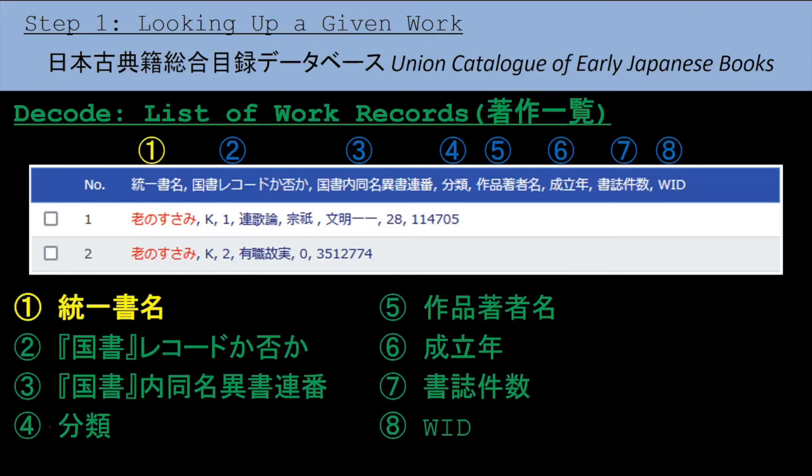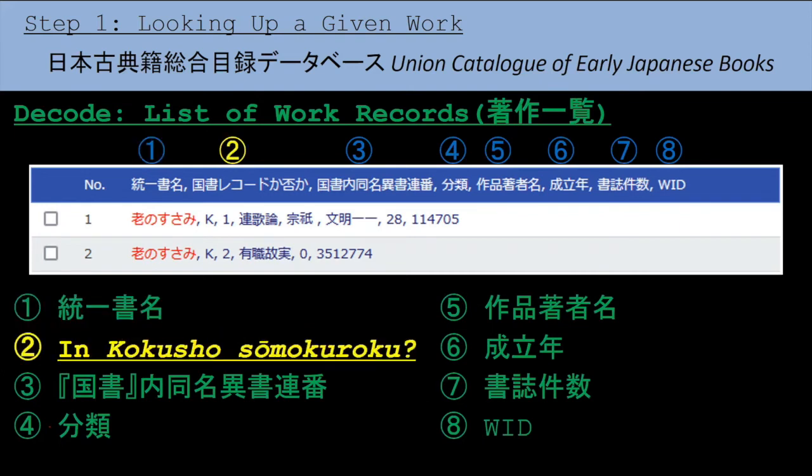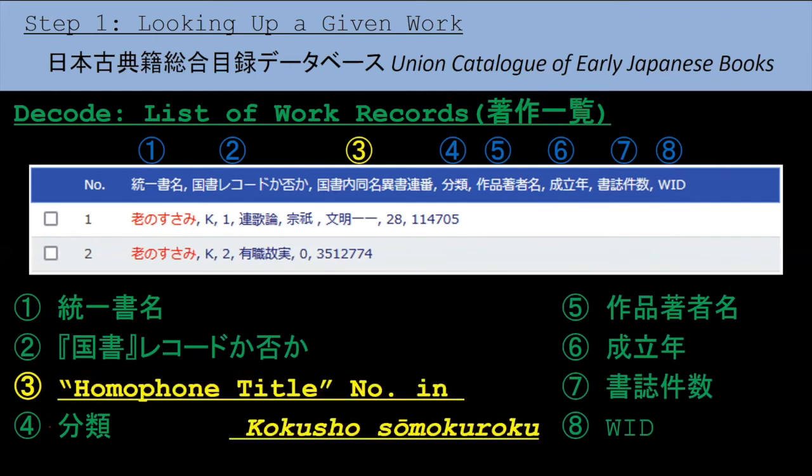The first is a so-called Toitsu Shome, or uniting title, that single title chosen to represent all surviving texts of the work, even though some of its copies may bear different titles. The second indicates the source of this title, whether it goes back to the Kokusho Somokuroku, as it usually does, or not. The third concerns cases of so-called homophone titles, Doumei Isho, where the same title is borne by different works. It notes the sequential index number assigned to this work, among its homophones, within the Kokusho Somokuroku.